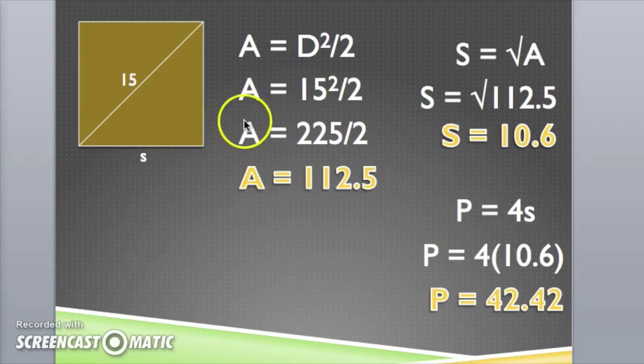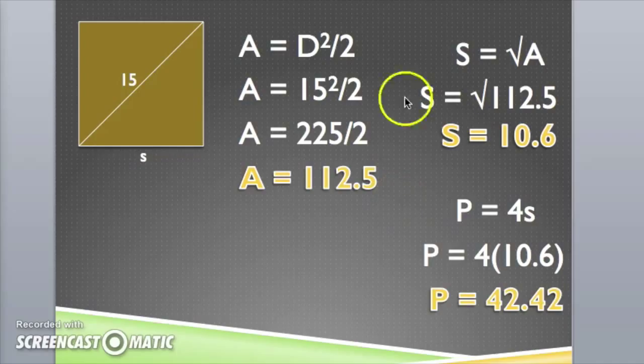There is a formula that says that for getting the area of a square by only knowing its diagonal, you can divide d squared by 2, and in our case will be 15 squared divided by 2, which is equal to 225 divided by 2, and our area is equal to 112.5.